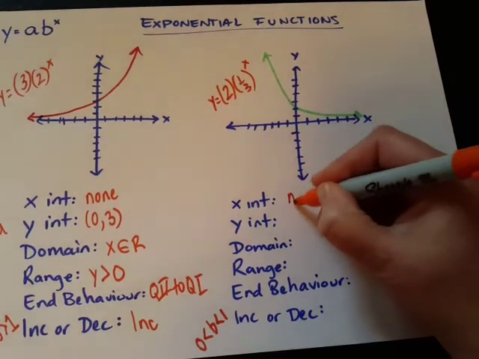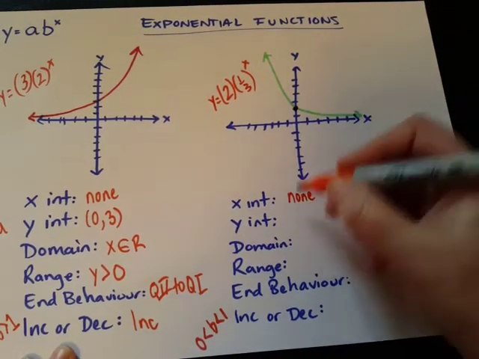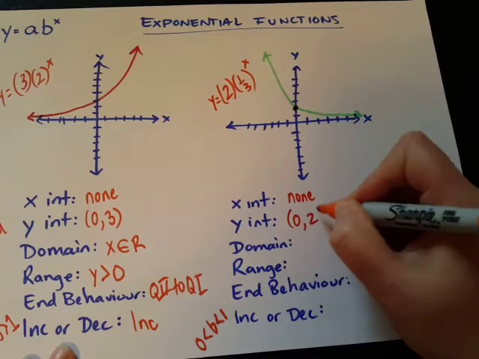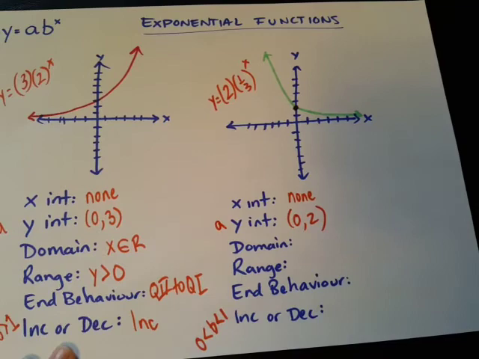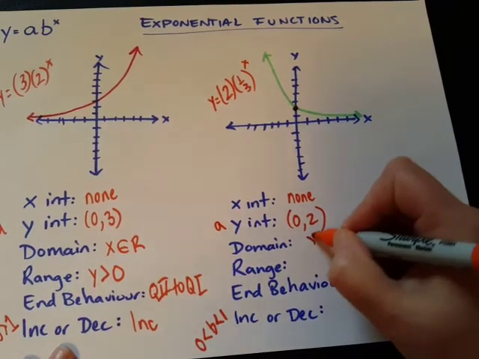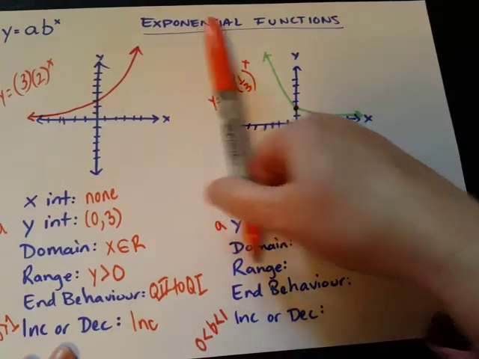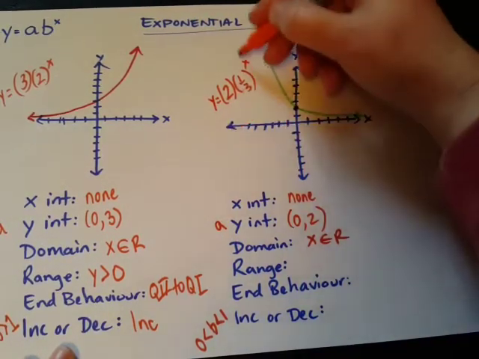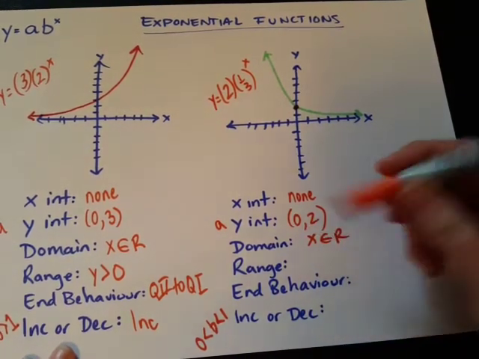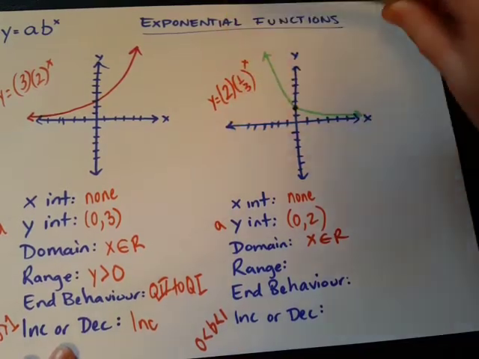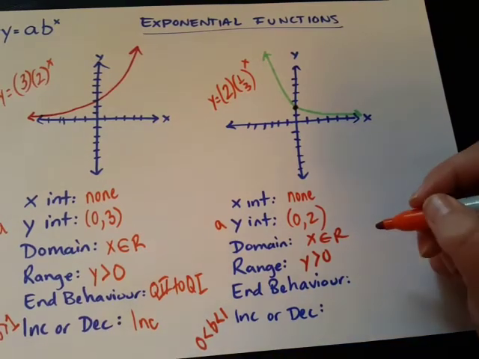Again, we don't have any x-intercept. The y-intercept, let's get it crossing there at (0, 2). So we see that the a value gives us the y in the y-intercept. Domain, same idea. x is in the set of all real numbers. Every possible value for x is associated with the y. And the range is, again, everything that's greater than 0. You can see where these patterns are kind of coming into play here.